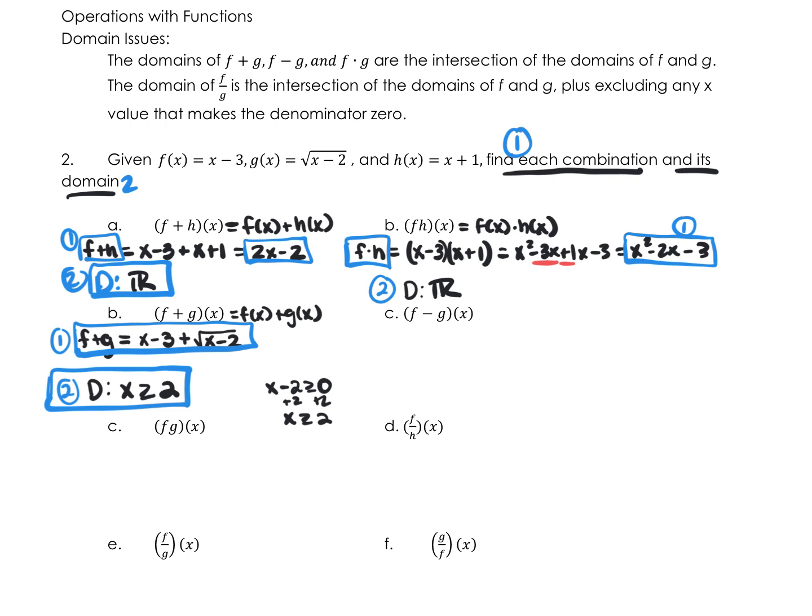Does that make sense? All right, try C on your own now. f minus g. This means f of x minus g of x. So you're going to find f minus g, and then you're going to tell me the domain of that answer.